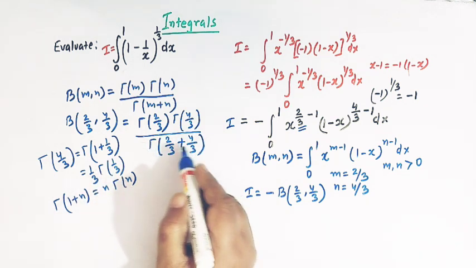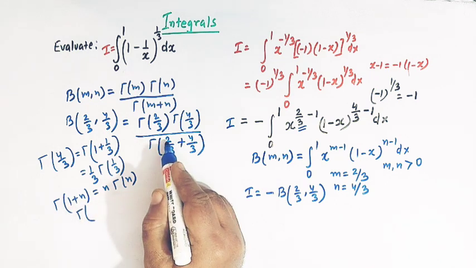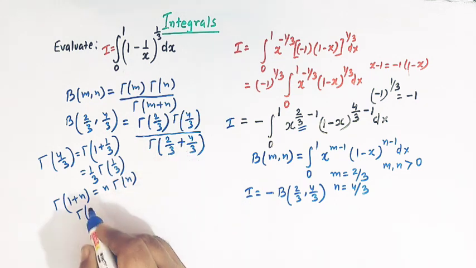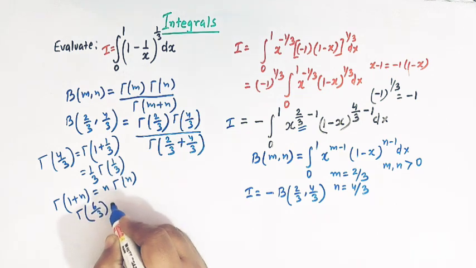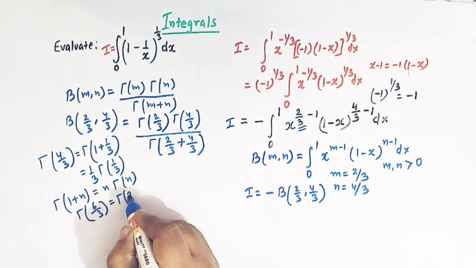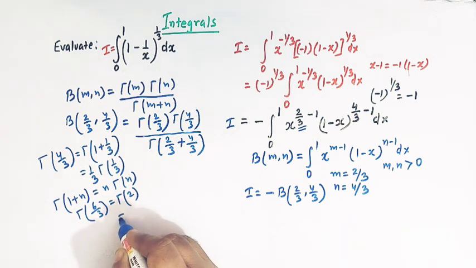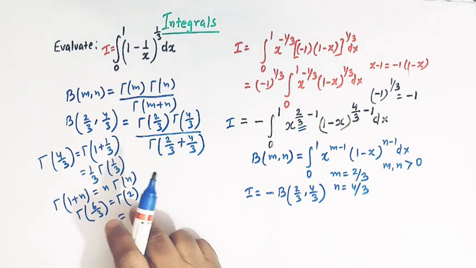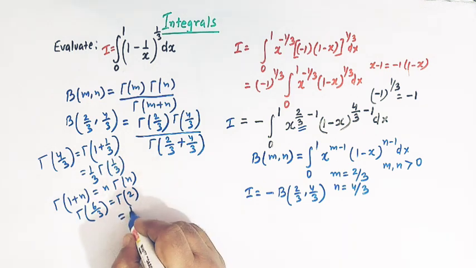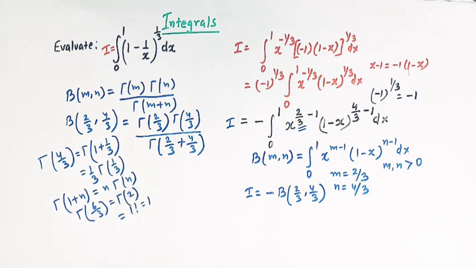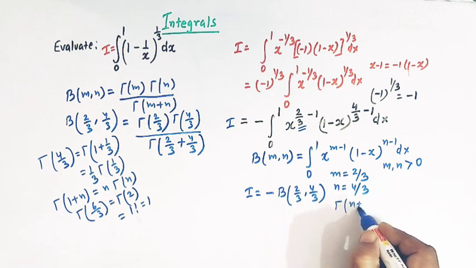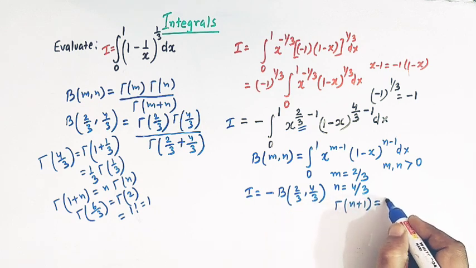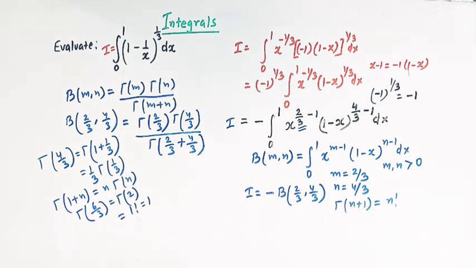And moreover here we have gamma of 2 by 3 plus 4 by 3, which is 2 plus 4, 6 over 3, that is gamma of 2, right? And gamma of 2 is equal to 1 factorial, right? And 1 factorial is equal to 1. So here we have used this result, that is gamma of n plus 1 is given by n factorial, right?